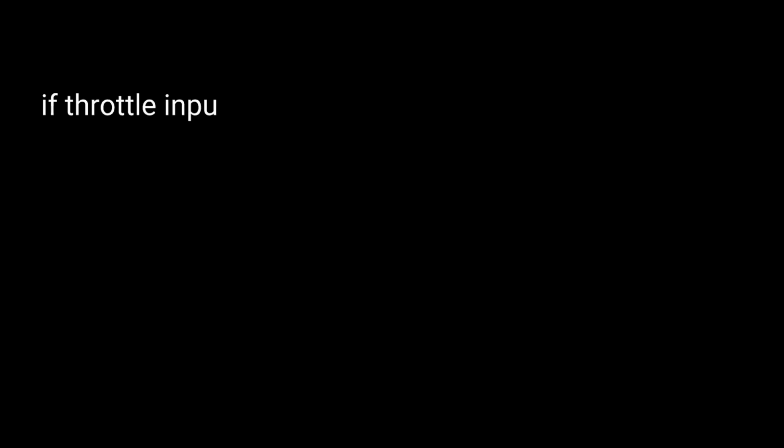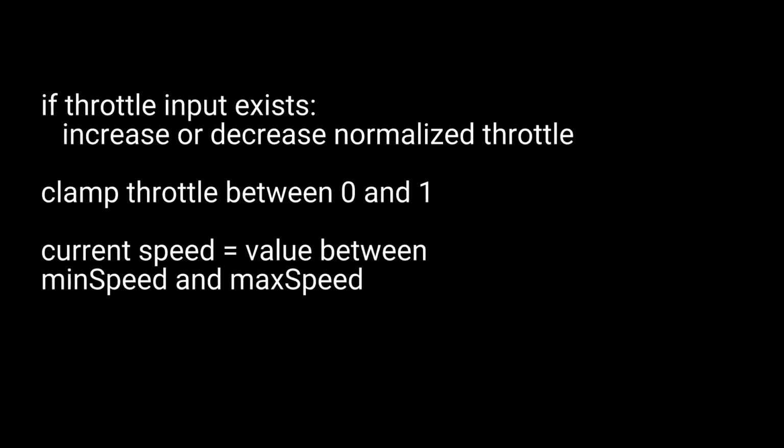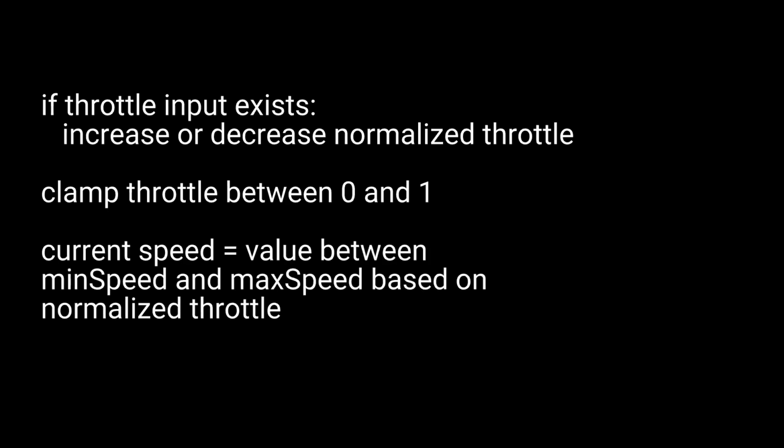In sim mode, naturally, it's going to be a little more complex. Instead of directly choosing a target speed each frame, the player adjusts a persistent throttle value. That throttle value is then normalized between 0 and 1. Then, our speed is calculated by mapping that normalized throttle into the range from minimum speed to maximum speed. Stay with me here. In pseudocode, we can say, if throttle input exists, increase or decrease our normalized throttle. We're going to clamp our throttle between 0 and 1, and then we can say that current speed equals value between min speed and max speed based on our normalized throttle. So instead of storing raw speed as our main player-controlled value here, we store a normalized control value and we convert it into speed afterwards.